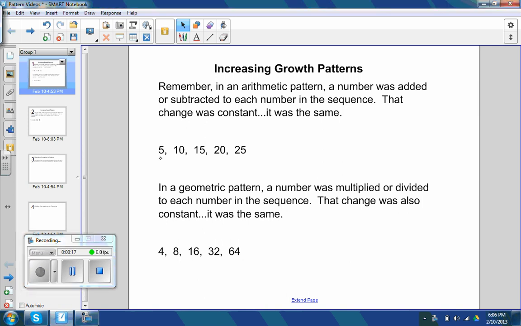So between 5 and 10, let me grab my pen. Between 5 and 10, we added 5. Between 10 and 15, we added 5. Between 15 and 20, we added 5. And between 20 and 25, we added 5. So we knew that we were just adding a number. It was the same number between each one of the steps in the sequence.